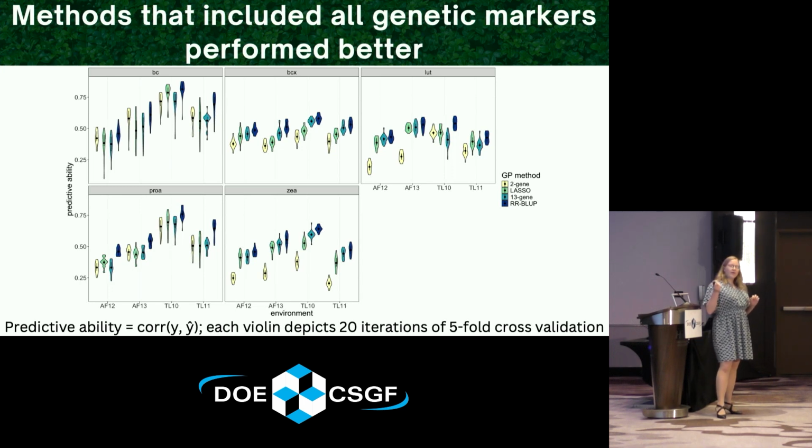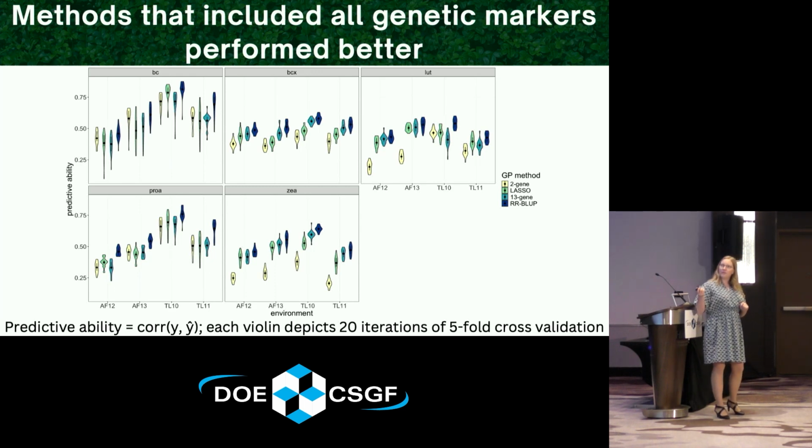So would it do better to just use the markers that are in proximity of the genes related to our traits of interest, or should we use all of the markers spread throughout the genome to do genomic prediction? To do this, we compared a 2-gene approach, where we looked at the markers that were just in proximity to a few genes of interest, versus RR-BLEP, which uses all of the markers. In this case, that's like 550K. It's a lot of markers versus just the ones in proximity to these 2 genes of interest or 13 genes of interest.